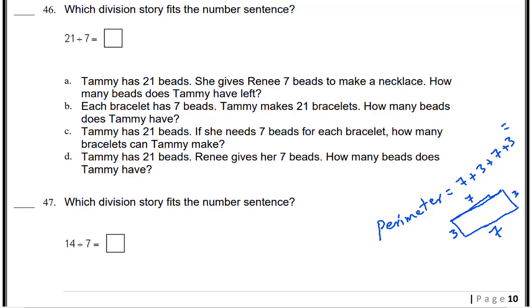Okay? So this is not area. Remember, the area equals 7 times 3 equals 21 square centimeters. Okay, Hassan, now you know the difference between the perimeter and the area, right? Yeah. Okay. Ziad?